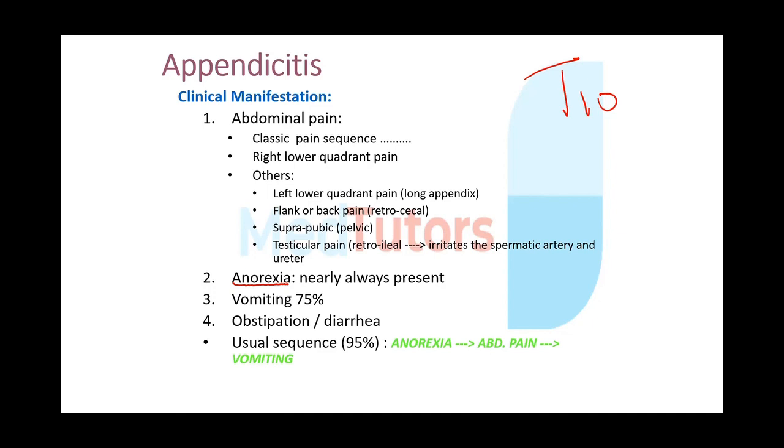Now, you should know the usual sequence. They have anorexia, abdominal pain, and vomiting in up to 95% of cases.